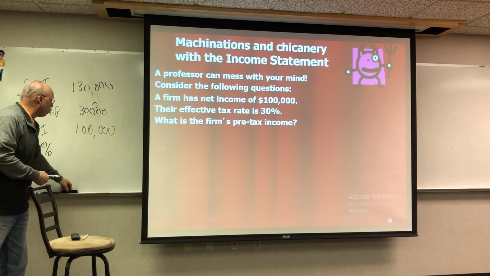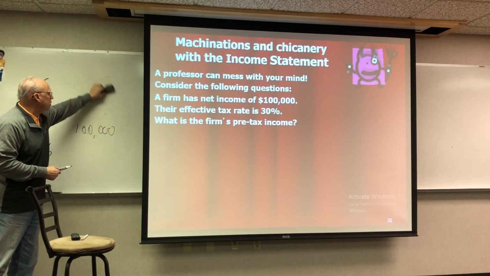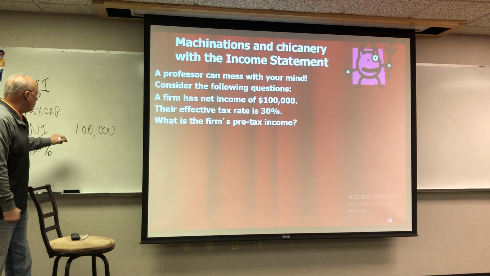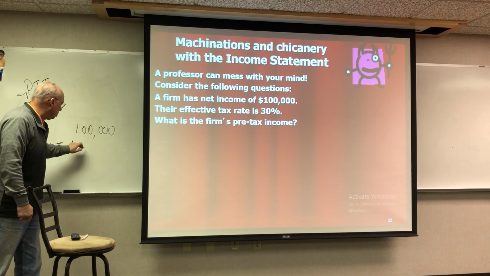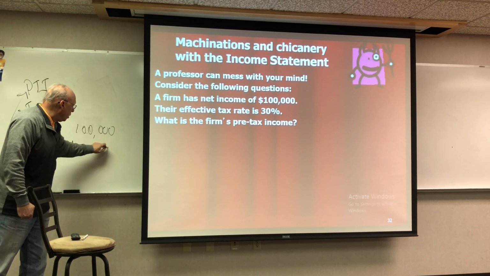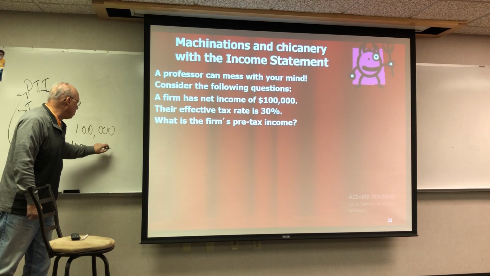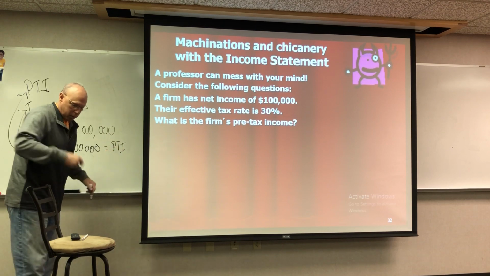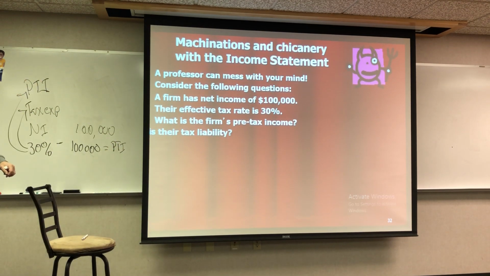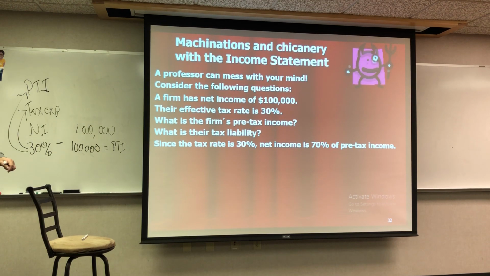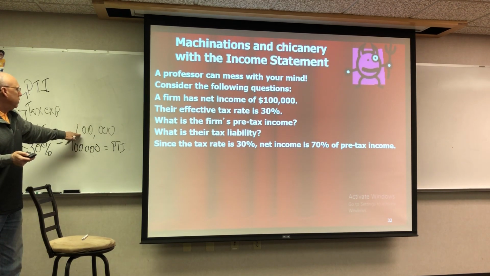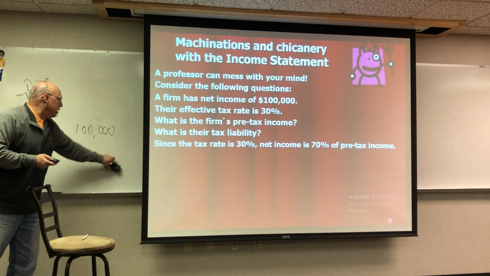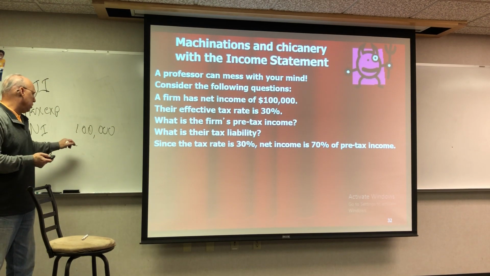That is not correct. That's what it looks like, but that's not correct. The way you do this is, well, let's do it this way. The $100,000 is 70% of the pre-tax income.